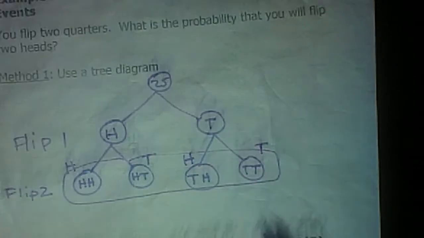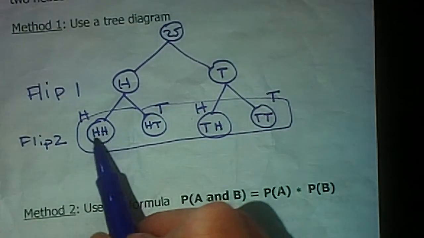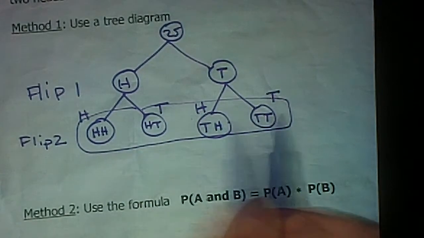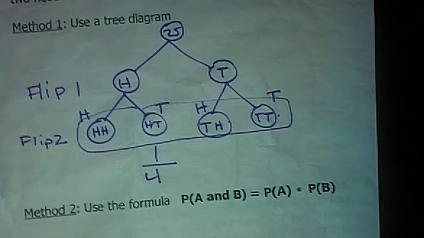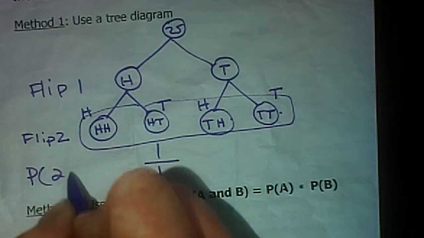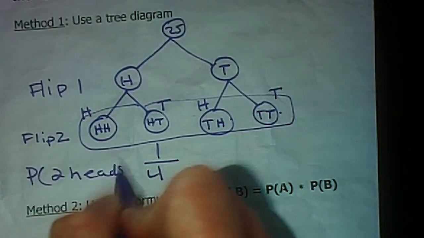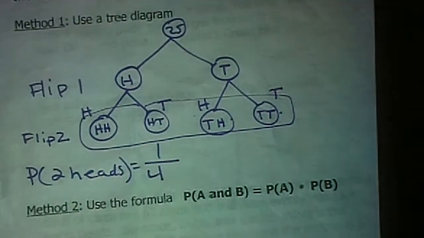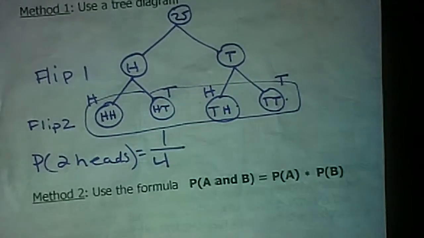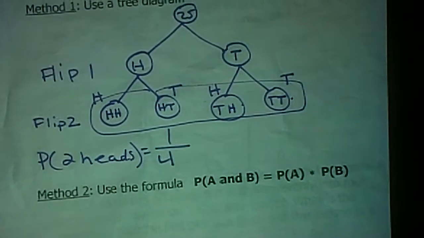These are all the things that could happen. And as you see, heads then heads again happens 1 time out of the 4 possibilities. So the probability of 2 heads, it's a fancy way to write it, probability of 2 heads is equal to 1/4 or 25%, whatever you want to say. All right, method number 2.